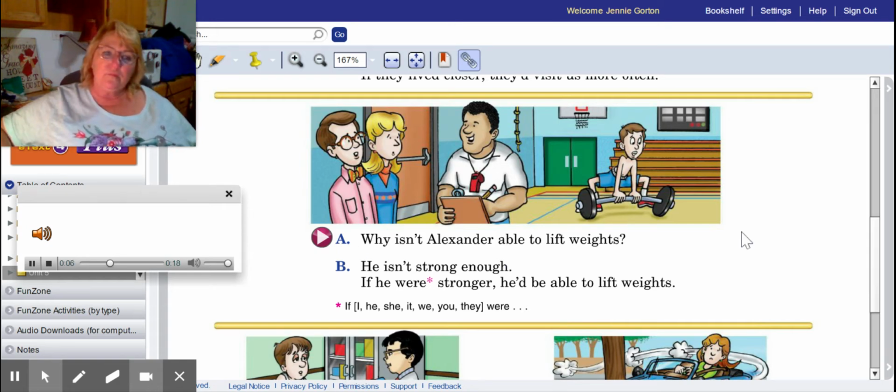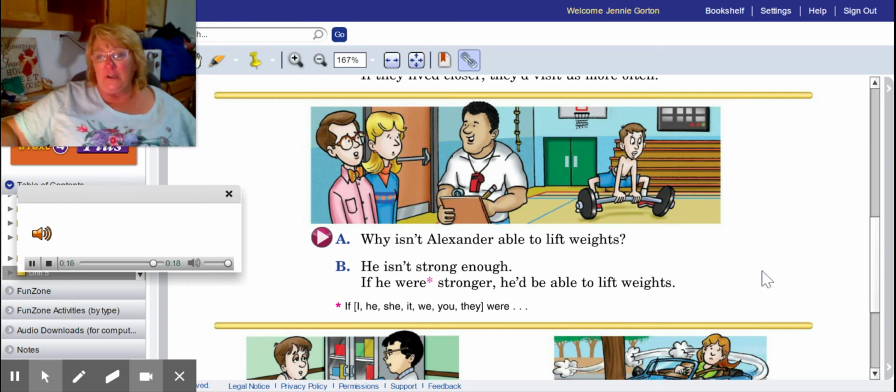Why isn't Alexander able to lift weights? He isn't strong enough. If he were stronger, he'd be able to lift weights. Now they're pulling a trick on you right now. If they were, okay? If I were, he were, she were, it were, we were, you were, they were. Not was. Okay, were is the past tense they're using here for everybody, not was. It's not if I was stronger. It's if I were stronger.